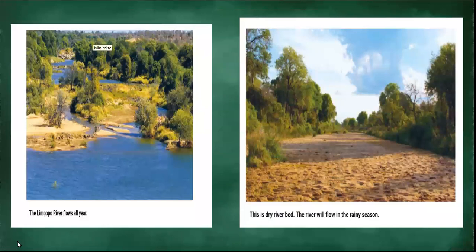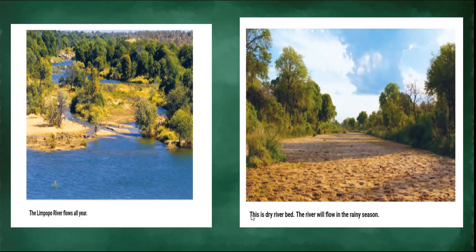Here with me, I have the different types of rivers. We have the Limpopo River. You see, this is the Limpopo River. This river flows all year, okay? It doesn't become dry. It always has water. It flows from Monday to Sunday, from January to December. So it flows all year.